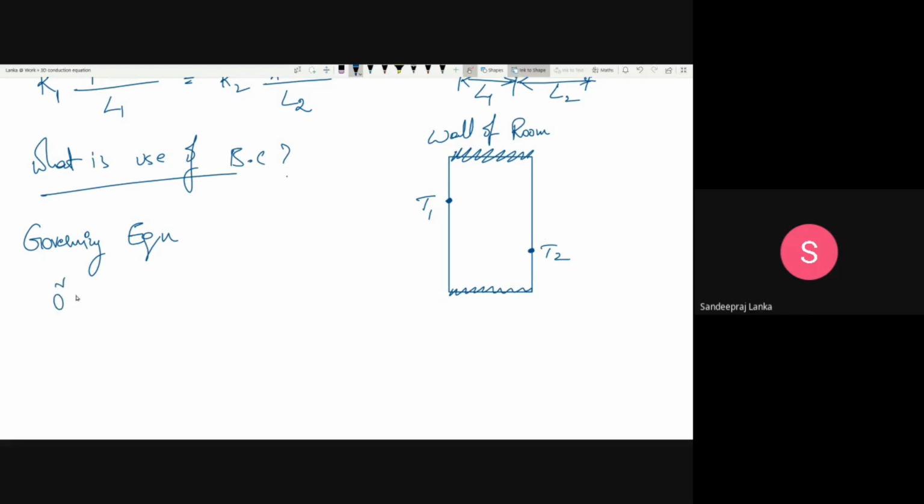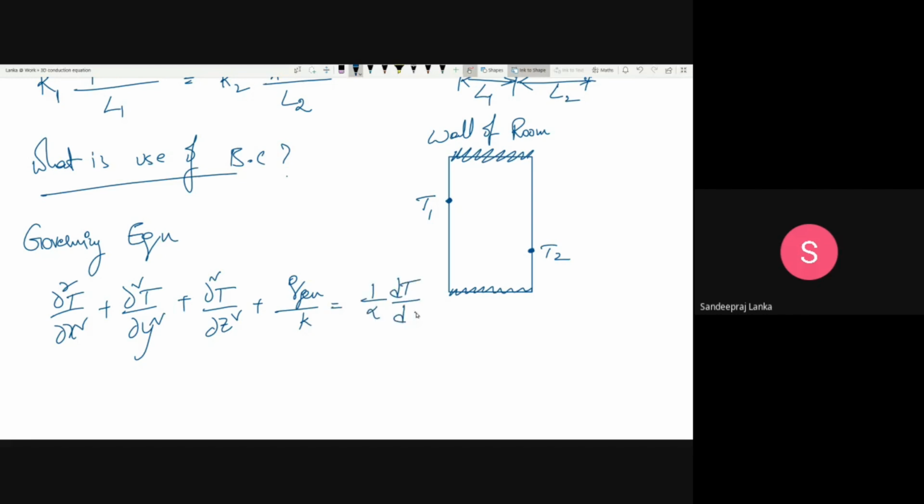Since this is a rectangular coordinate system, it will be ∂²T/∂x² + ∂²T/∂y² + ∂²T/∂z² + q_gen/k = (1/α) ∂T/∂t. Small t I can take; some textbooks have tau. Anyways, this governing equation represents the heat transfer in this phase.